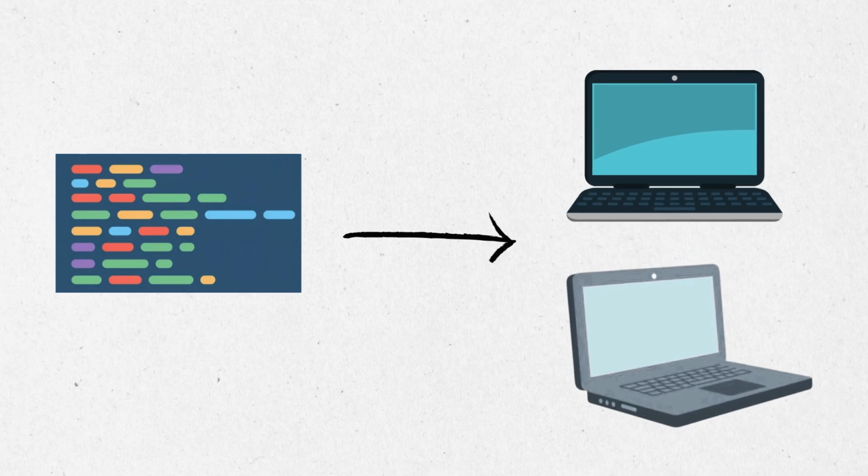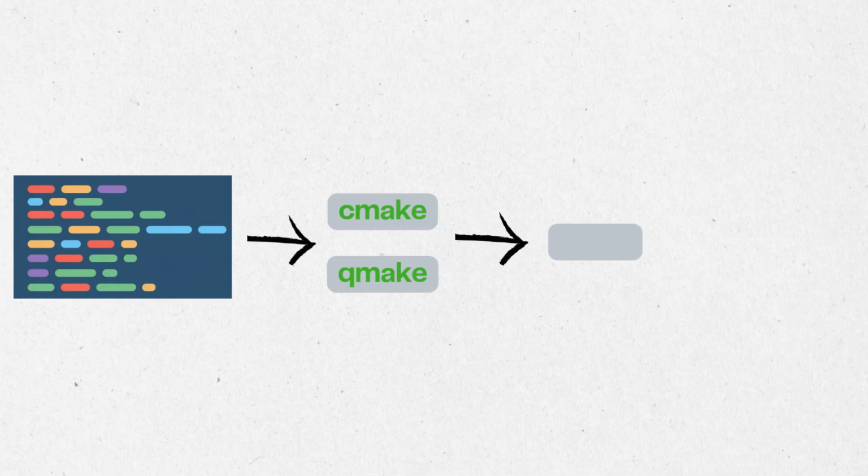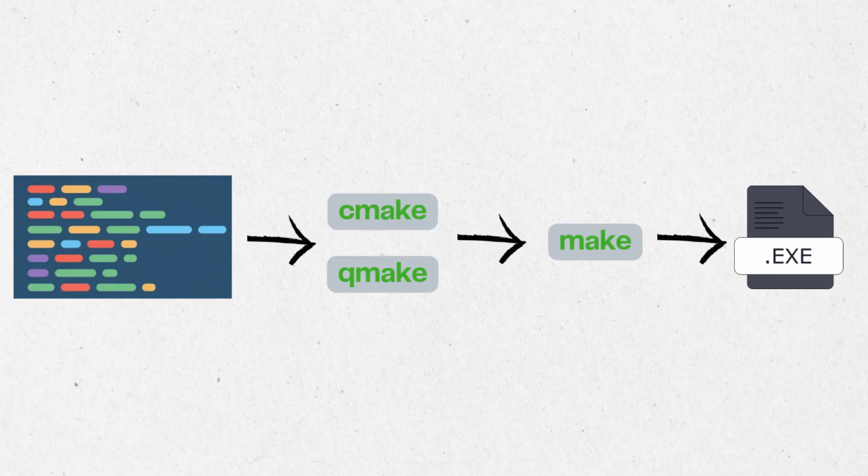So instead, developers often share the source code, which is something that we as humans can read, and then we let each computer compile it themselves. So then how do we go from the source code to a program that we can actually run? The process looks something like this. We have the source code that we just downloaded from the internet, for example, and then we have to run CMake or qmake, and then after this make, and then we finally have an executable file that we can just run.